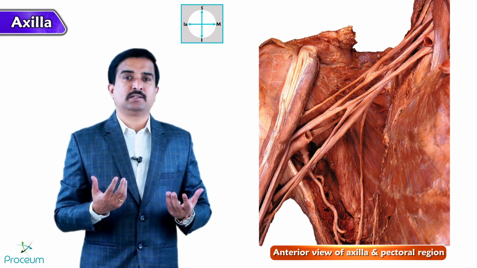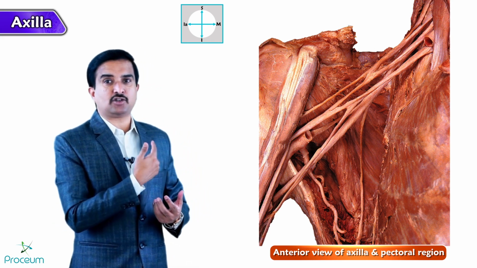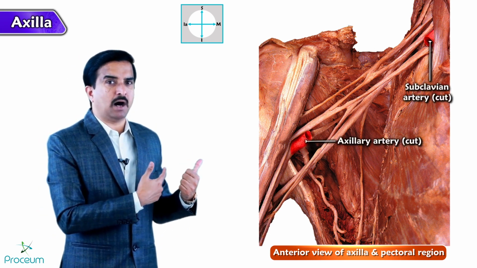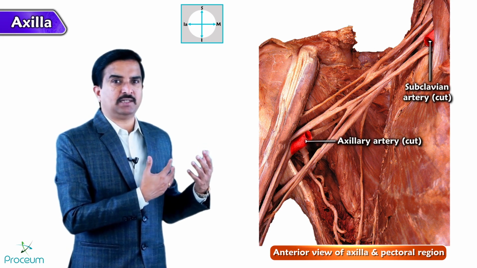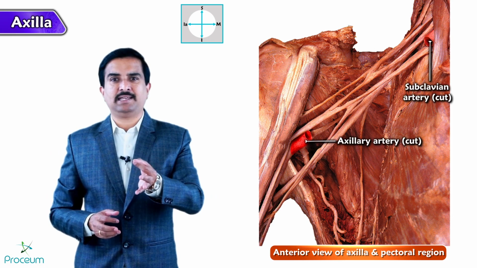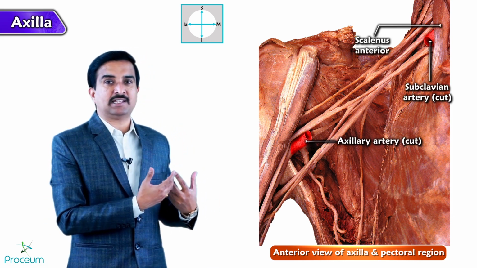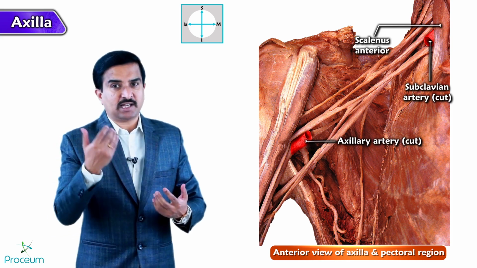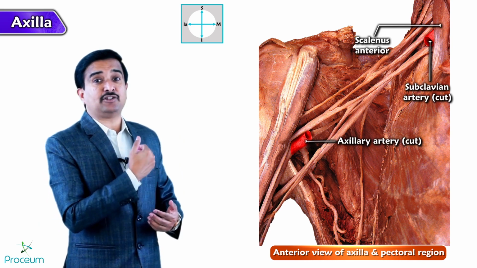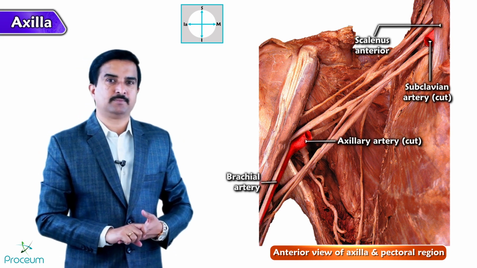The axillary vessels are removed, where we can appreciate the cut ends of the subclavian and the axillary arteries, which are well marked over here. We could appreciate these vessels very clearly. The proximal cut end is the subclavian artery peeping out from the lateral border of the scalenus anterior muscle, which continues as the axillary artery, whereas the distal end is the axillary artery and it continues as the brachial artery.